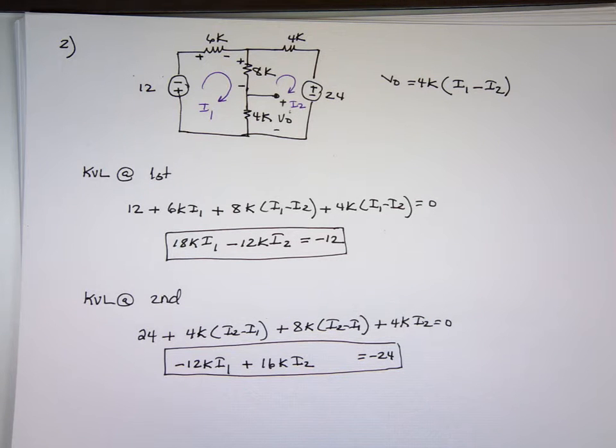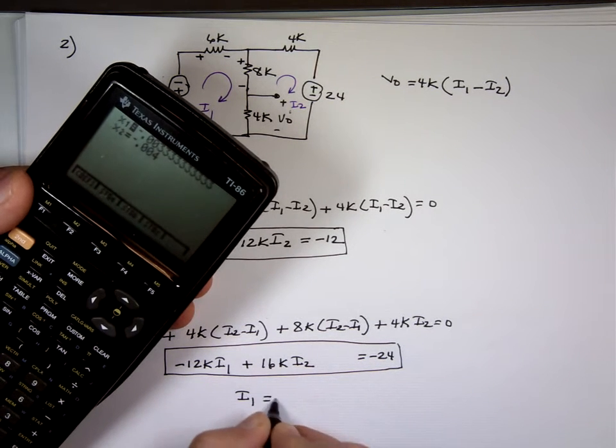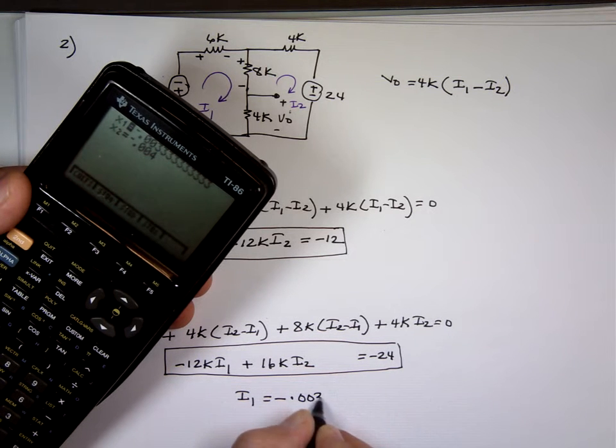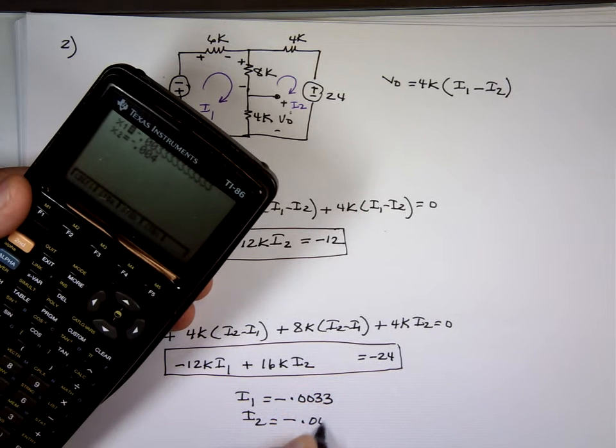18,000, negative 12,000, that's negative 12,000, okay, negative 12, the next one, negative 12,000, 16,000, and negative 24. Based on my numbers here, I sub 1 is equal to negative 0.0033, and I sub 2 equals negative 0.004.